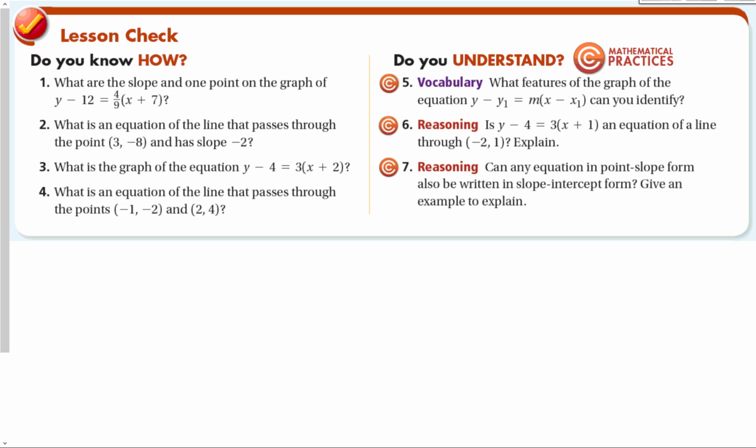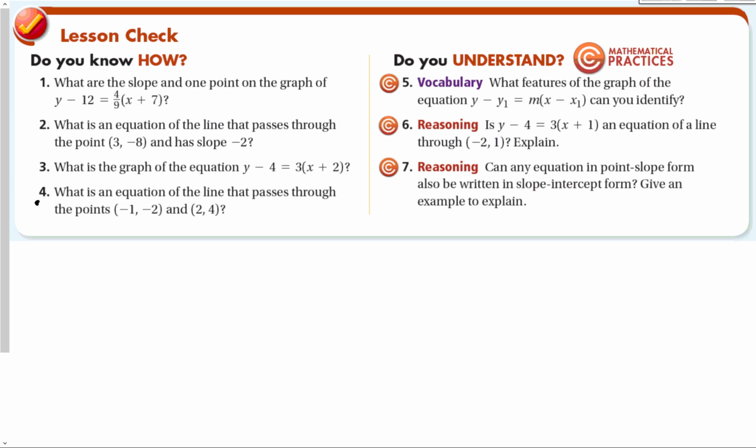What is the graph of the equation? So we have our slope, we have a point, plot the point, graph. The slope is 3 over 1. So we would start at -2, comma 4, and I would go up 3, right 1. Okay. This is the most common kind of problem, number 4.